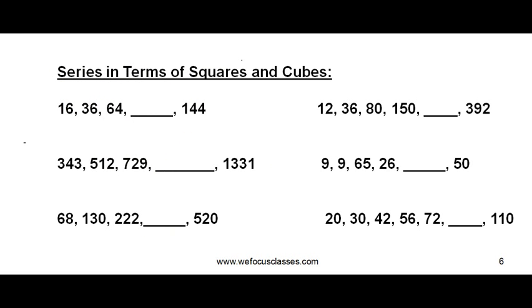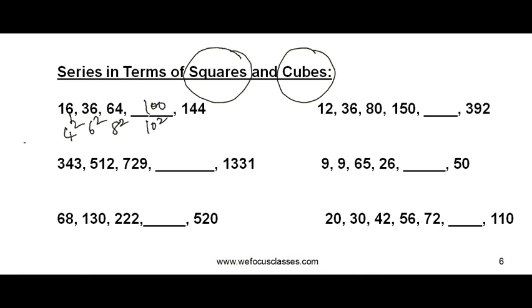So series in terms of squares and cubes. Whenever you see the numbers, you need to identify the numbers as squares. Like this, the problems can be given as 4 square, this is 6 square, this is 8 square, the next number will be 10 square. So you'll be getting the answer as 100. Now go through the next problem. 343, 512, 729, 1331. You can directly say that these are the cubes. So this is 7 cube, this is 8 cube, this is 9 cube, the next number would be 10 cube. So the answer would be 1000.